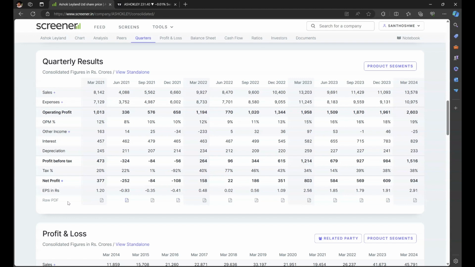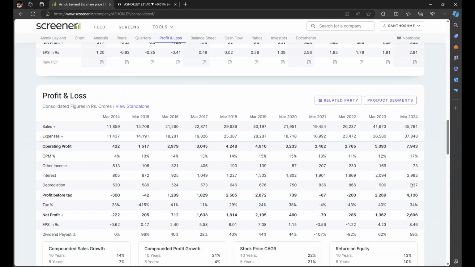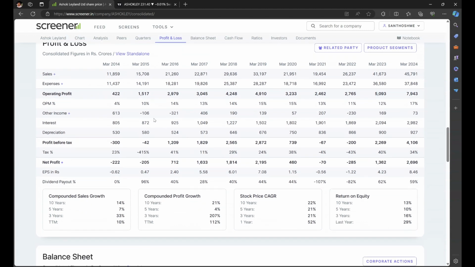Mainly over here, I will look at the sales, especially the sales trend. I will look at the operating profit trend, the margin trend and the net profit trend. All I will look at is the trend. The trend should be consistent or improving. That's the key.